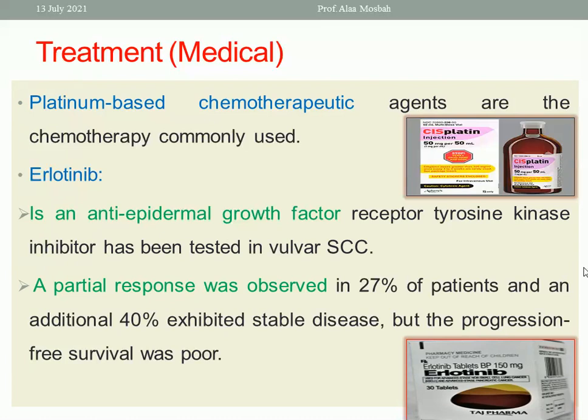What about medical treatment? We finished surgical treatment and radiotherapy, and now we are in medical treatment. Medical treatment includes platinum-based chemotherapeutic agents, which are commonly used. Another line of treatment is erlotinib, an anti-epidermal growth factor receptor tyrosine kinase inhibitor, used for vulvar squamous cell carcinoma. Partial response was observed in 27% of patients, and an additional 40% exhibited stable disease, but the progression-free survival was poor.